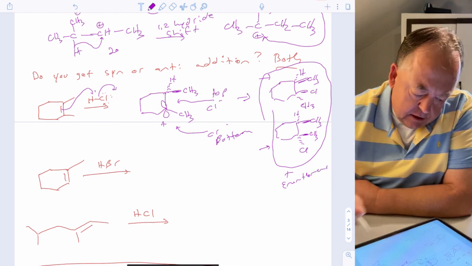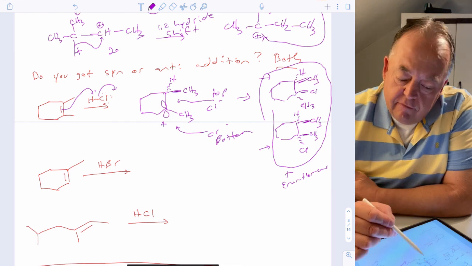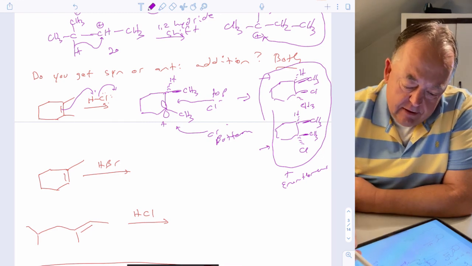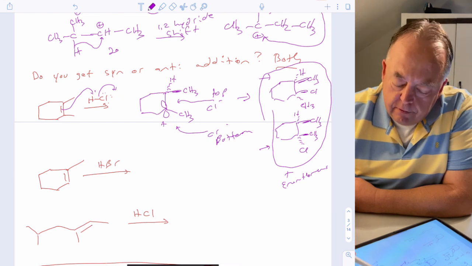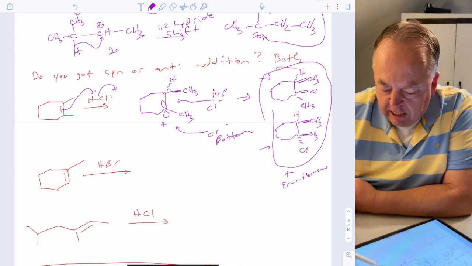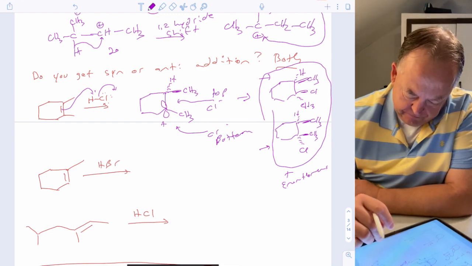And that's because in the first step, I added the hydrogen to the bottom, but I could have added the hydrogen to the top. And so that would flip the stereochemistry at the top carbon. And then the chlorine could have come in from the top or the bottom, so that would lead to all 4 stereoisomers.